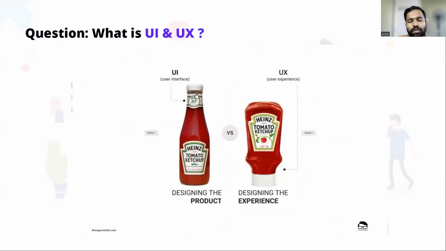A very good example is this. You all know about ketchup bottles, right? There are basically two different types of ketchup bottle: the glass ketchup bottle and this squeezy plastic ketchup bottle. This type of bottle is nowadays used for many different products. Ketchup was the first to come up with this kind of squeezy bottle, but now you can also see honey in squeezy plastic bottles.